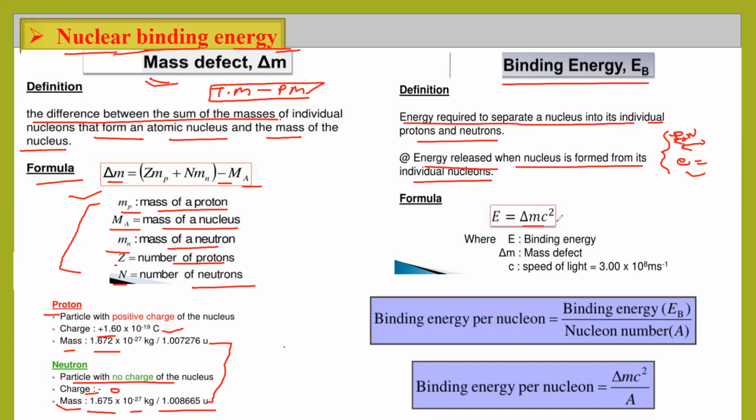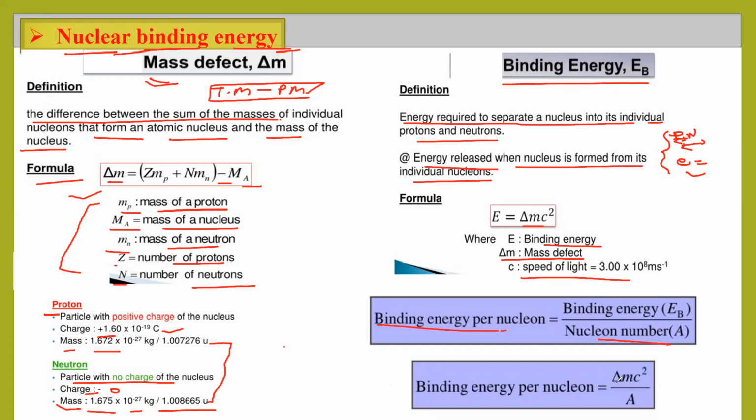What is delta M? It is the mass defect. So E is binding energy, delta M is mass defect, and C is the speed of light, that is 3 into 10 to the power 8 meters per second. And the binding energy per nucleon we can also calculate with the formula: binding energy EB divided by the nucleon number, how many protons and neutrons there are.